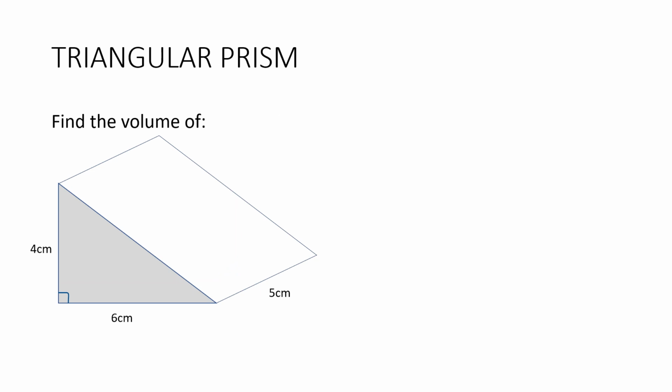Now how about a triangular prism? Remember how the area of a triangle is half the area of the rectangle around it? It's the same with a prism. See the rectangular prism there and how the triangular prism's half of it? So I'm going to use the same formula, length times breadth times height, but I'm just going to do a half of it. So I'm going to do a half times 6 times 4 times 5, which is 60 centimeters cubed.